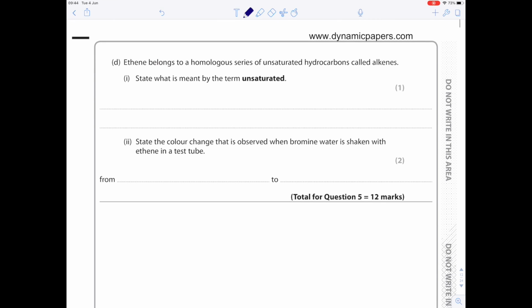Ethene belongs to the homologous series of unsaturated hydrocarbons called alkenes. State what is meant by the term unsaturated. It means that it contains a C double bond.